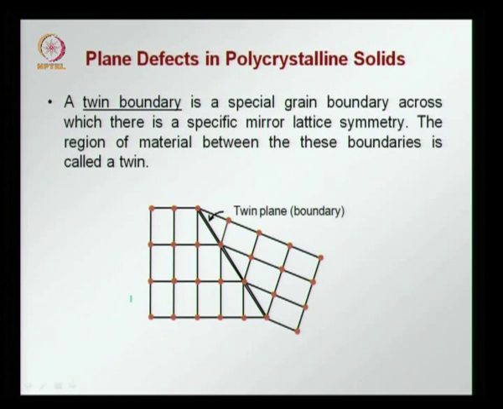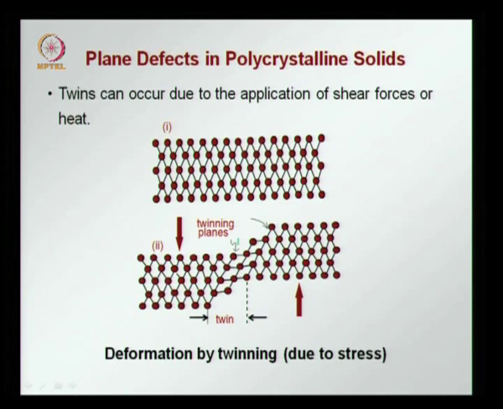Another type of defect is a twin boundary, where you have a distortion of the crystal plane again occurring, which is called a mirror lattice symmetry. There is a symmetry here, but there is again an angle of more than 180 degrees between the adjacent crystal planes. This is called a twin. Now the twin can occur because of application of shear forces or heat.